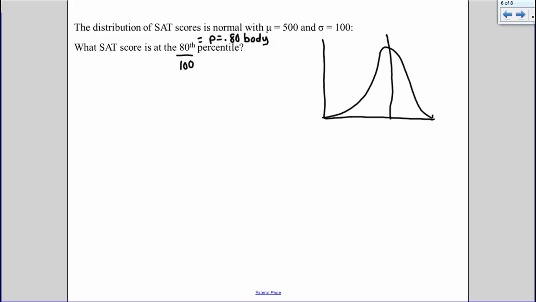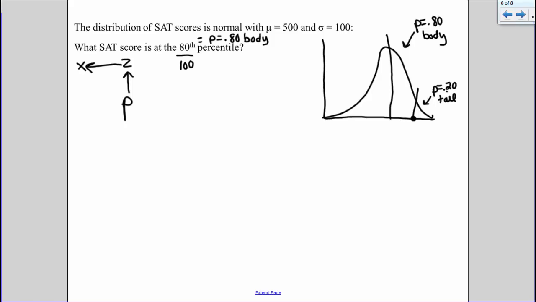So I know that a value at the 80th percentile separates the bottom 80% from the top 20%. So we have P equals 0.20 in the tail to the right. And then the rest, P equals 0.80 in the body to the left. So I could either look for p equals 0.80 in the body or p equals 0.20 in the tail, and I'm going to wind up with the correct z-score.